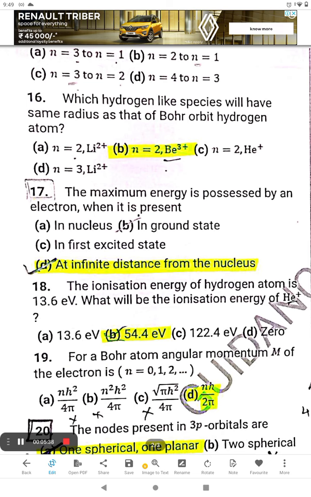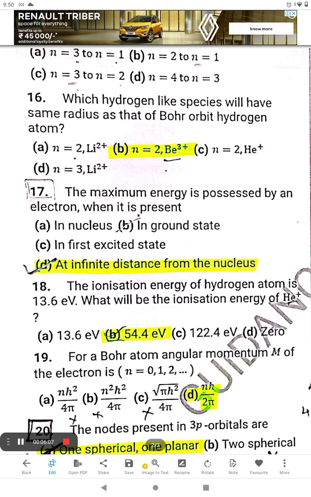On increasing radius, total energy increases. Potential energy also increases, but kinetic energy decreases, right?